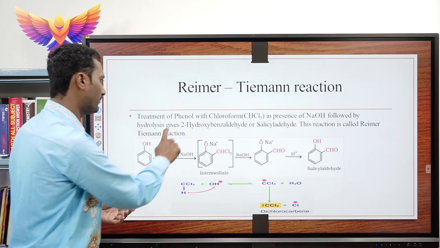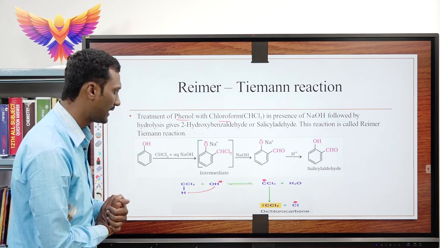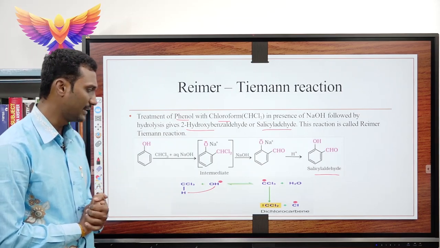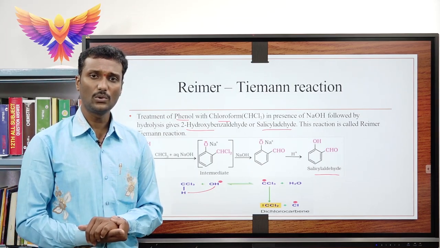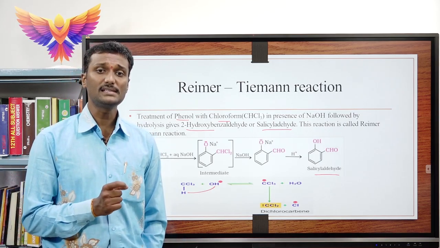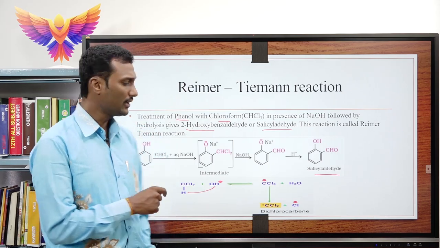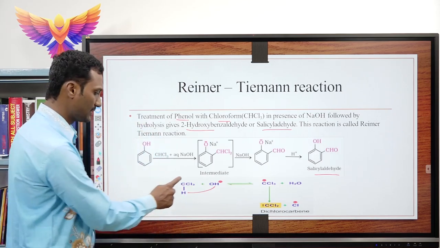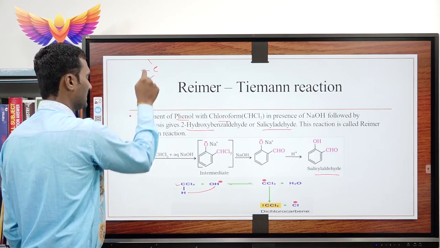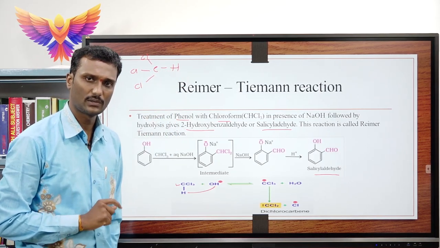So here the treatment of phenol with chloroform in the presence of sodium hydroxide, followed by hydrolysis, gives 2-hydroxybenzaldehyde, also called salicylaldehyde. This reaction is called the Reimer-Tiemann reaction. Now, we have chloroform, right? CHCl3. This chloroform is deprotonated by aqueous sodium hydroxide. So you can observe here, we have CHCl3. I'm writing it in the simplest way: this is Cl, this is Cl, this is one Cl, and this is one H. This is the chloroform.